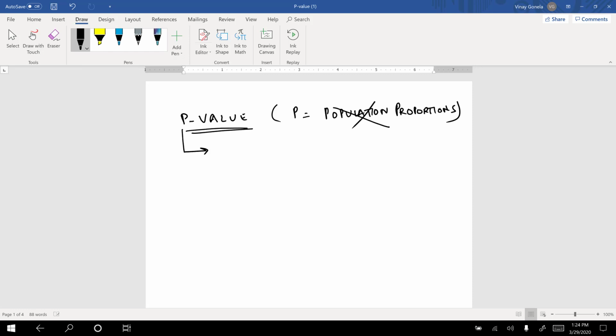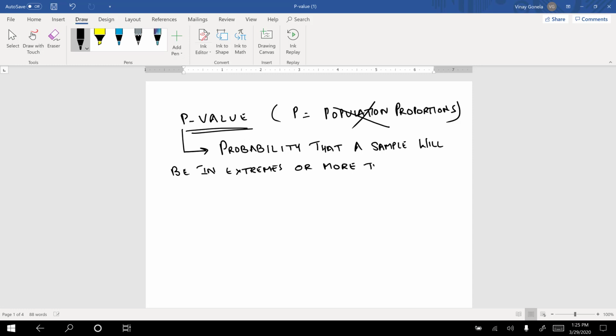So the meaning of p-value is the probability that a sample will be in extremes or more than extremes of population. And this is mostly used to do hypothesis testing.